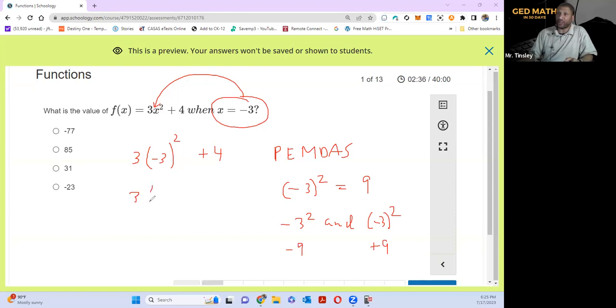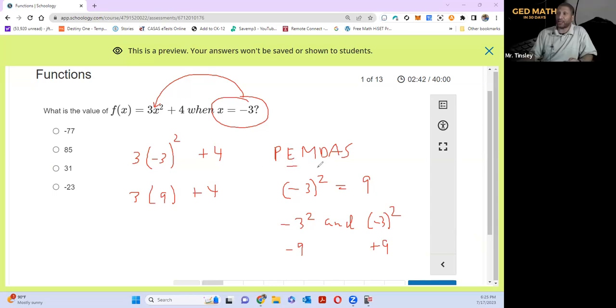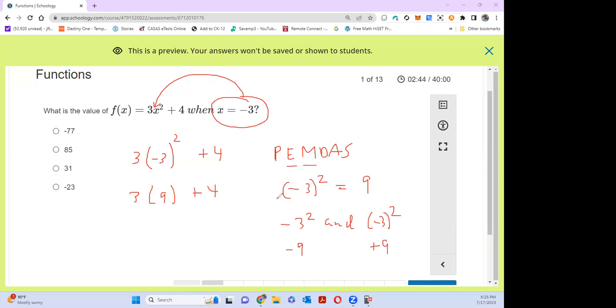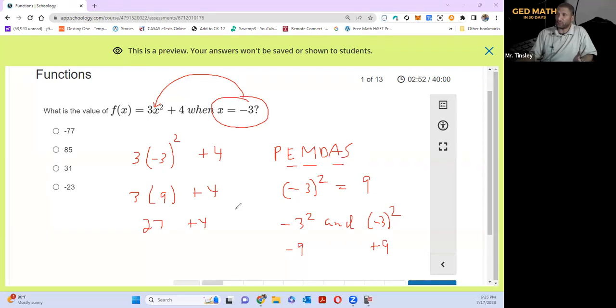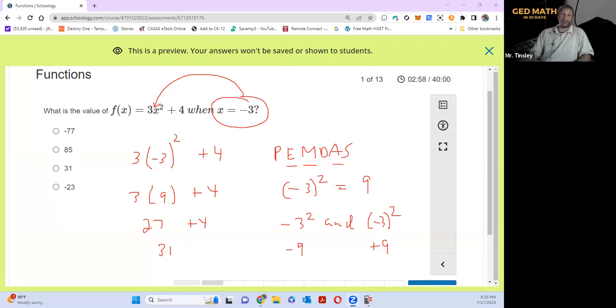So we get 3 times 9 plus 4. Our order of operations tells us what to do next: you multiply. What's 3 times 9? 27. 27 plus 4. The next step is addition. What's 27 plus 4? 31. Now, that took us a minute and a half.